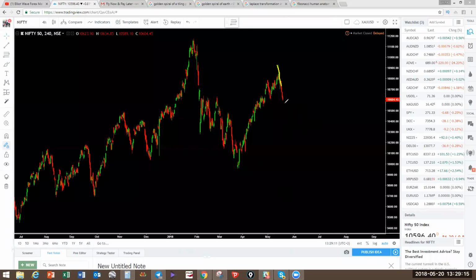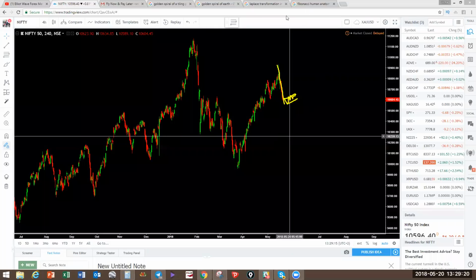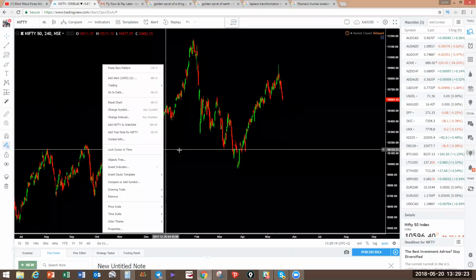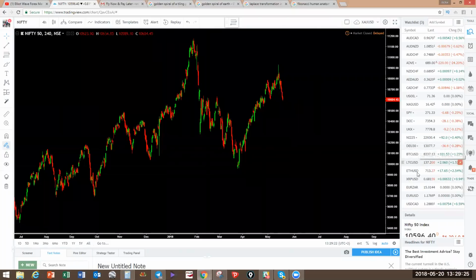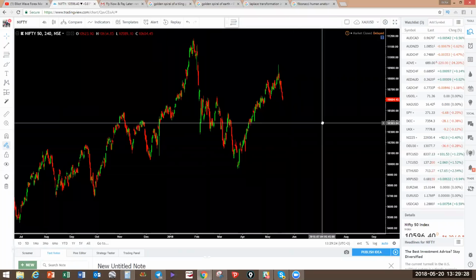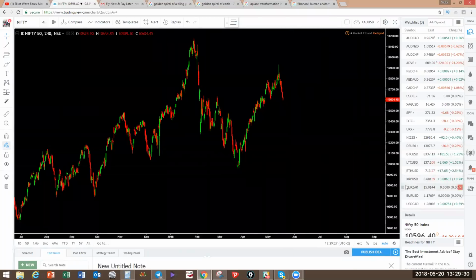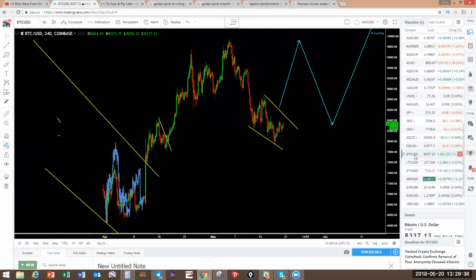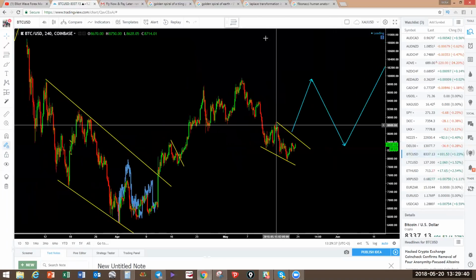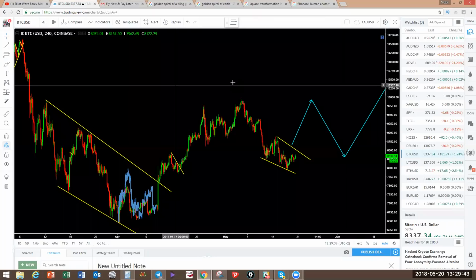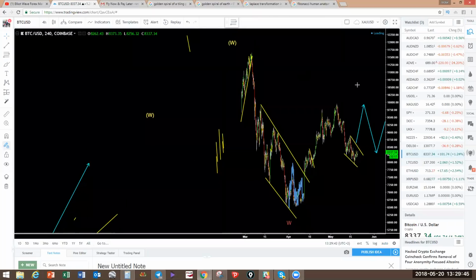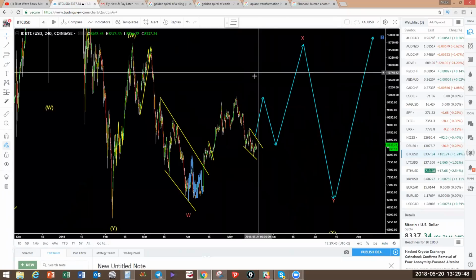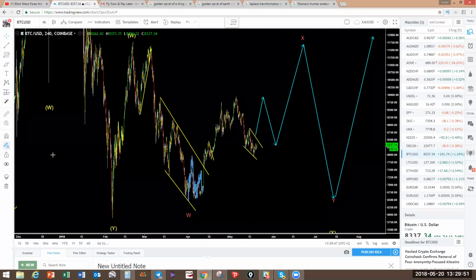So you have an impulse here. Wait for a corrective structure here. It is actually a similar move as the UK 100. I will do New Zealand CAD after looking at the cryptocurrencies. Okay, so 2 ways to look at the cryptocurrencies here. Let's switch off all of this.